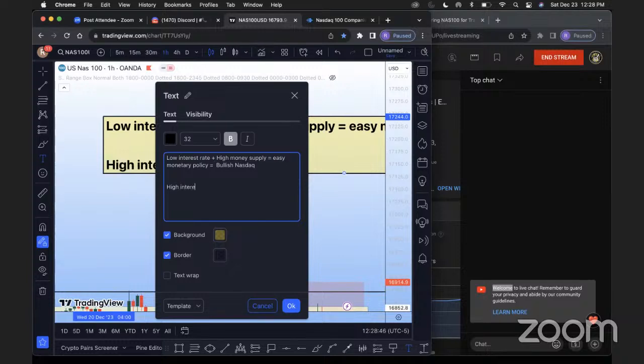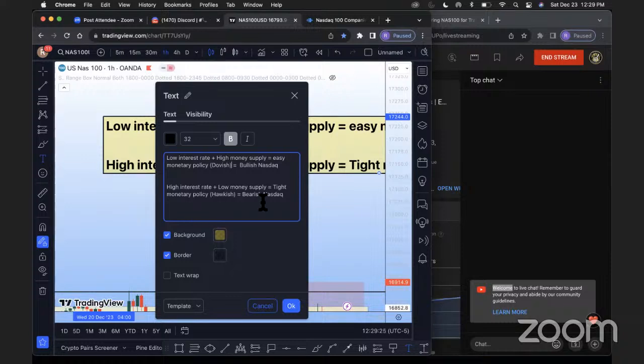Now, high interest rate plus low money supply equals tight monetary policy, which equals bearish NASDAQ. And tight monetary policy can be seen as hawkish. That's the phrasing that macroeconomists traditionally use to describe a tight monetary policy. When the Fed gets aggressive, you can think of a hawk versus a dove. These are the languages that they use. You know, we have bullish, bearish, hawkish, dovish.